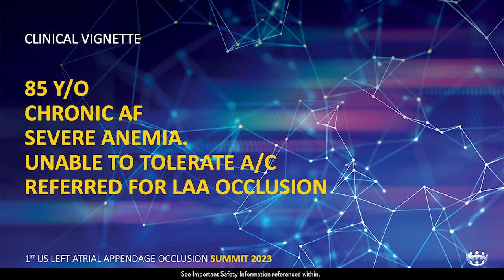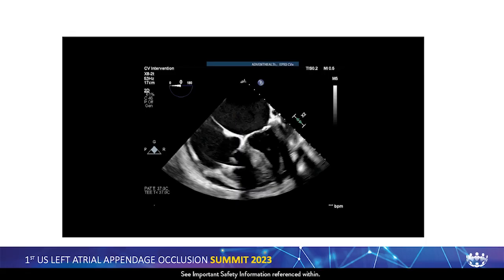ICE utilization. Let's start with the case. This is an 85-year-old with chronic AF, and I was told the videos are going to work. Okay, so no riots. A chronic AF, severe anemia, unable to tolerate anticoagulation, left atrial appendage occlusion. So this is what we're dealing with: an enlarged left atrium, and really thick smoke in the left atrial appendage, right? And almost a thrombus at the distal end.